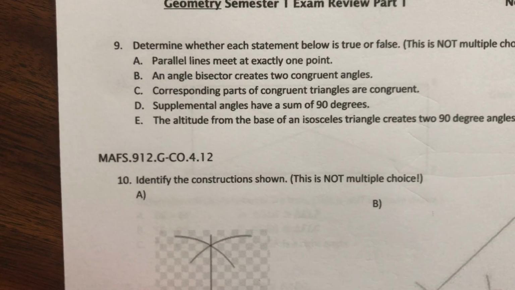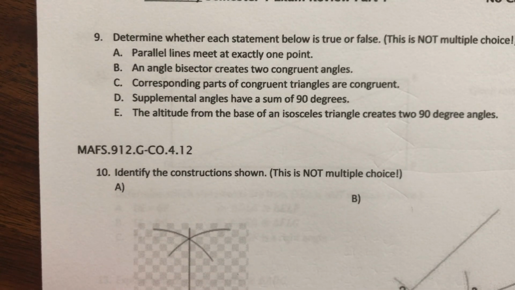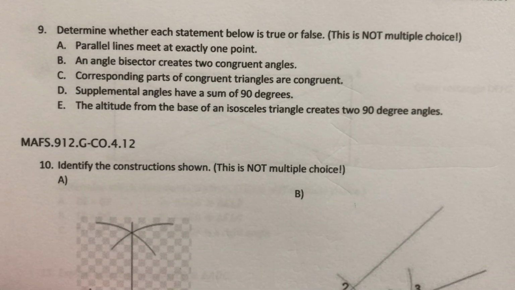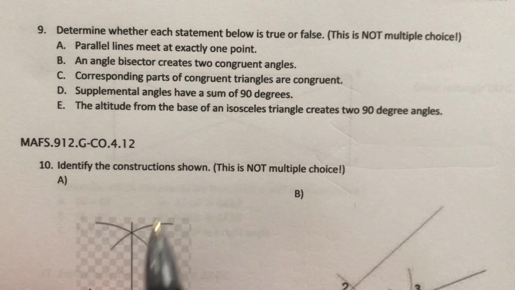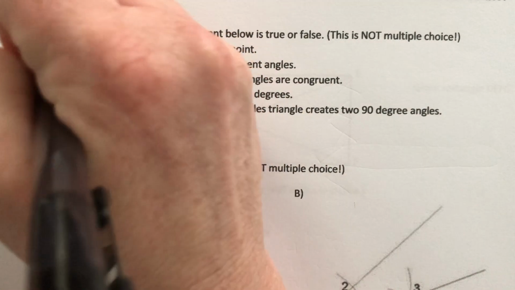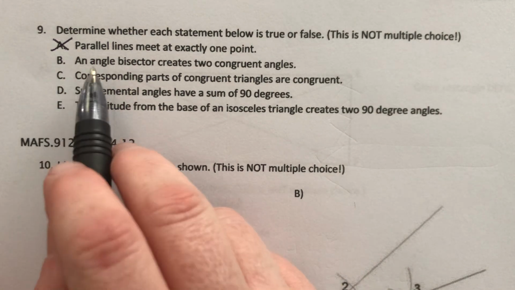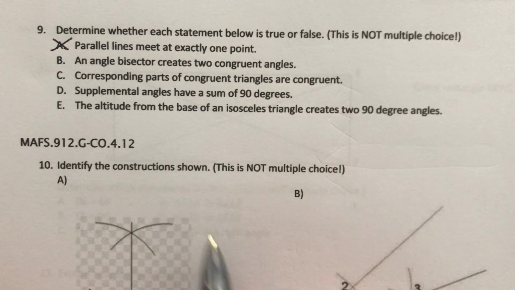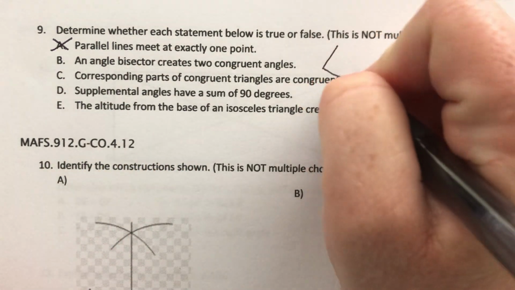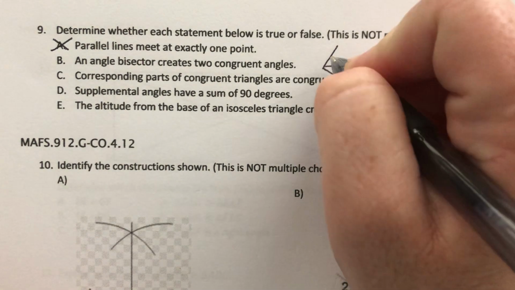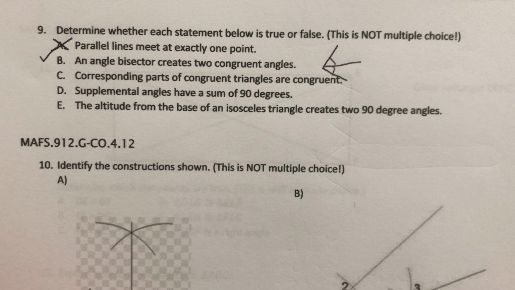Number 9, determine whether each statement below is true or false. This is not multiple choice. A, parallel lines meet at exactly one point. No, they do not. They never meet. B, an angle bisector creates two congruent angles. Yeah, if we have one big angle and a line bisects it, we're going to create two smaller angles. So that is true. Put a check mark by it.